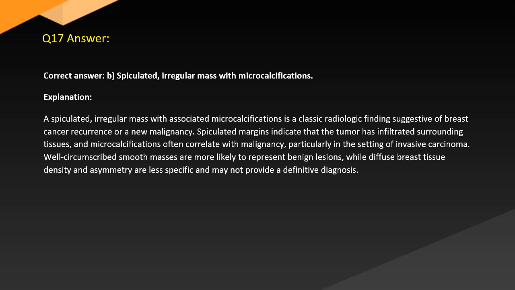Well-circumscribed smooth masses are more likely to represent benign lesions, while diffuse breast tissue density and asymmetry are less specific and may not provide a definitive diagnosis.